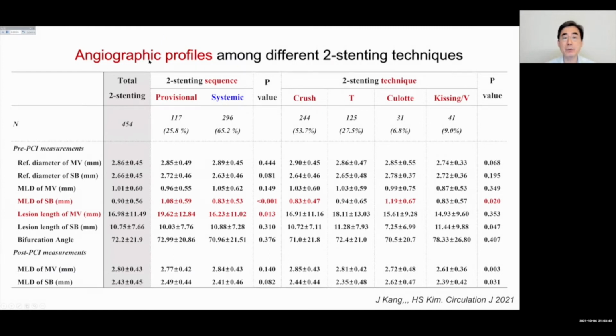Here are the angiographic profiles among the different two-stent techniques. The sequence, main vessel first and side branch first. Which factor determines the sequence? Here, side branch stenosis grade is a very important factor. If it is tightly stenosed, physicians prefer side branch first. If the main vessel lesion is long, physicians prefer main vessel stenting first. How about for different techniques? The most important predictor to determine culotte stenting is side branch size.